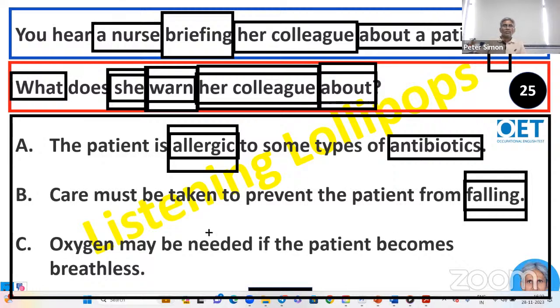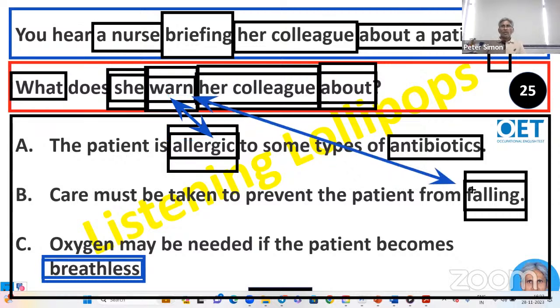Okay, falling is the problem here. Oxygen may be needed if the patient becomes breathless. Breathless is the problem here, a breathing problem. A warning may be related to some problems. Warning may be related to allergy. Warning may be related to falling. Warning may be related to a breathless situation.